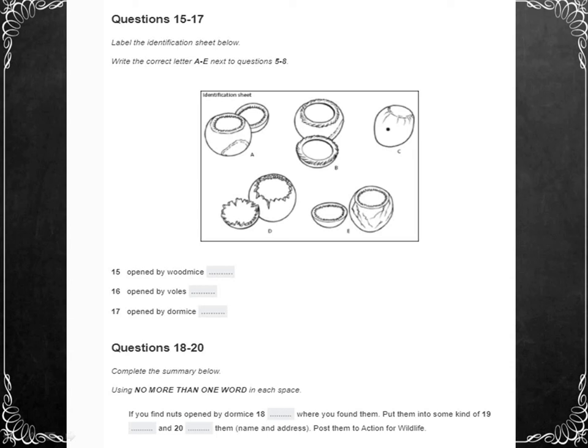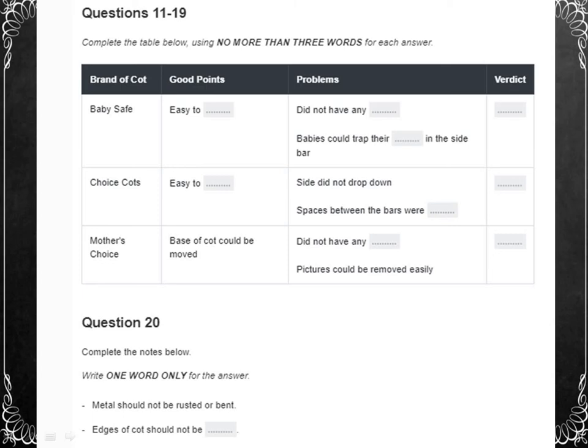So I'm going to go into the next type of section 2. Now this is the next audio you would be listening to get the answers. This is a tabular column and you need to fill in the missing words. There would be no more than 3 words in each blank. So over here, you need to find out the details from the tabular column. So there's a brand of cot, good points about it, problems about it, and the verdict. And over here, write 1 word only for the answers.